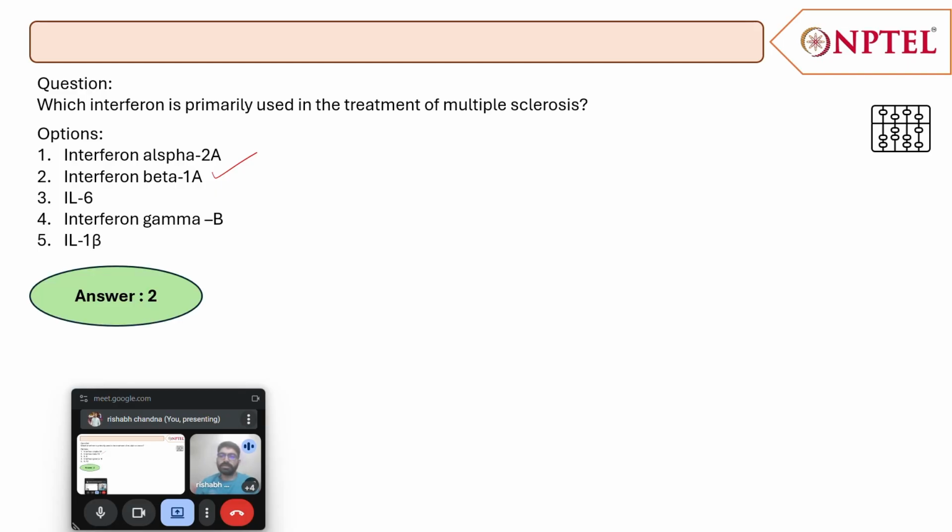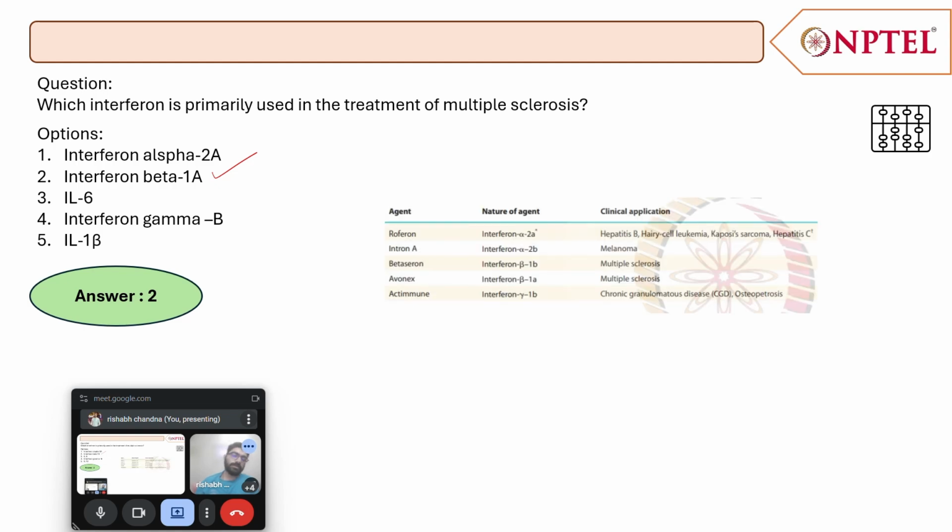Okay, so the correct answer is option 2, that is interferon beta 1A is involved in the treatment of multiple sclerosis. Okay, so here are some of the examples of the interferons that are given during different treatments. Their name, what is their nature, and what is their clinical applications.